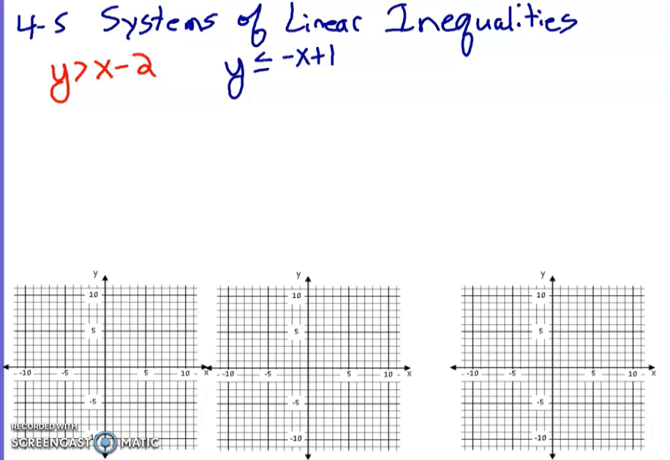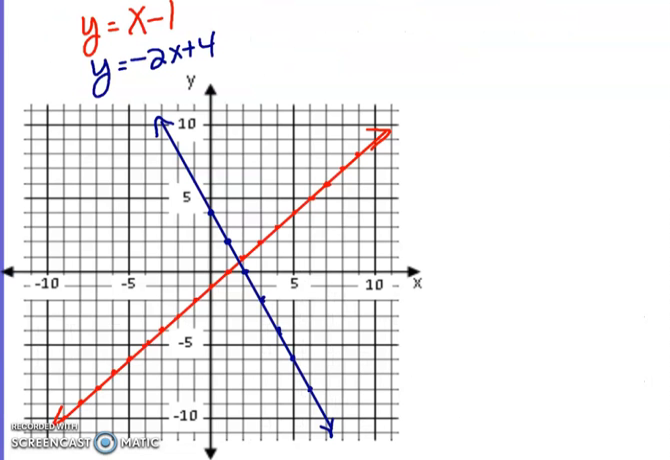A system is more than one. So what we're going to do is focus on learning how to graph them and then shading them. If you remember, if we just had an equal sign, like a system of equations, we would graph the red, graph the blue, and then find the one point of intersection.